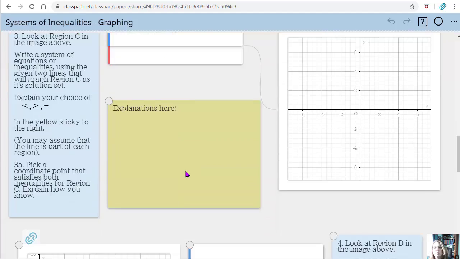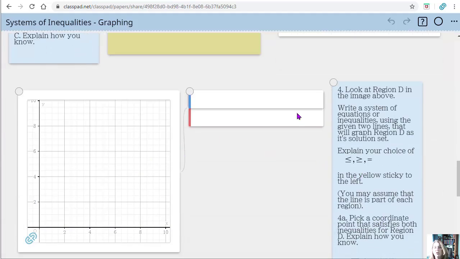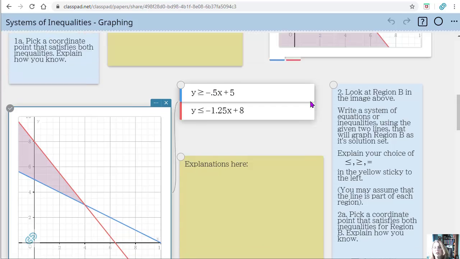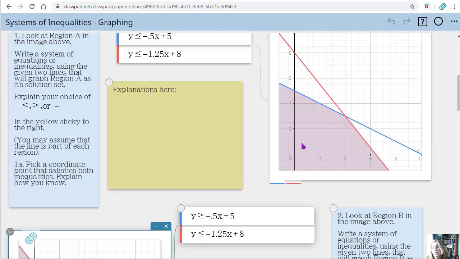And so then they're going to explore, after they've found the region, a point in there and explain how they know that it's a solution to both of these. What does that actually mean? So that's more or less explaining and understanding what the inequalities are actually representing. So have fun exploring those.